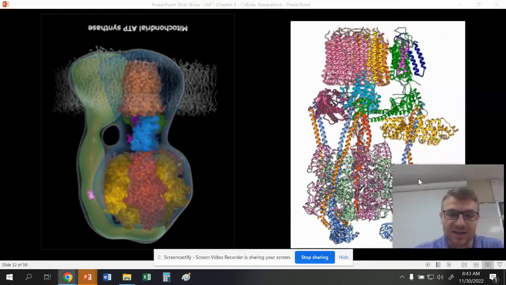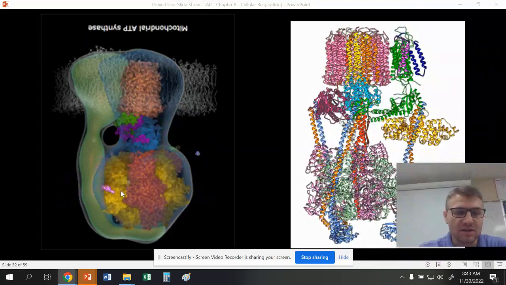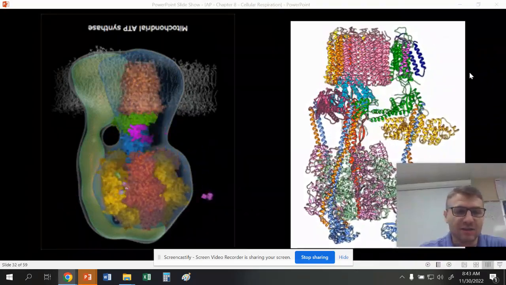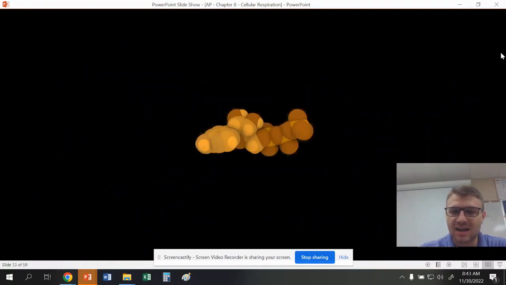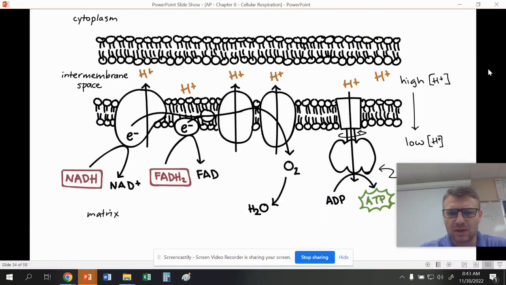This is what it actually looks like. I love these images. You can see it turning and making the ATP. I love looking at these mitochondria. It looks so cool. Or the mitochondrial ATP synthesis, yeah. I think I already showed you this video. No, I'm not going to play it.